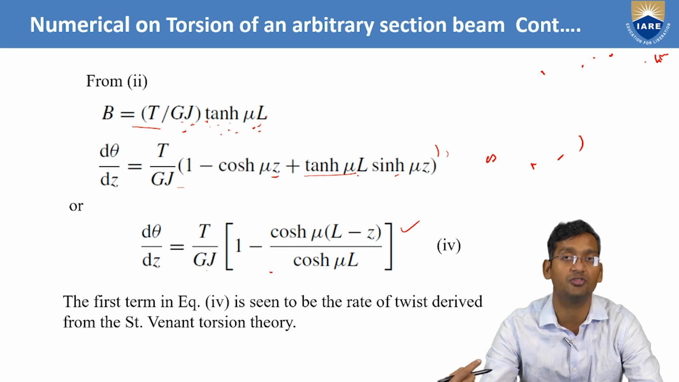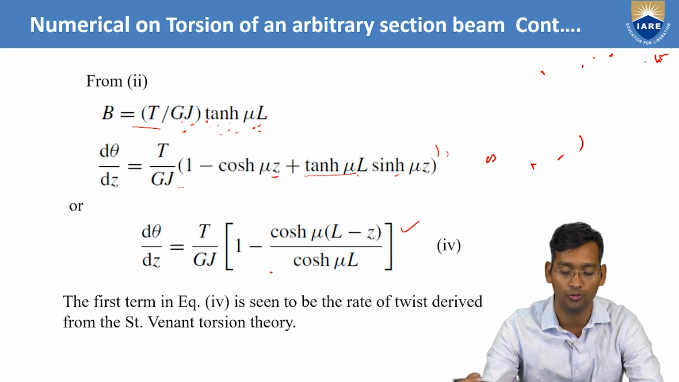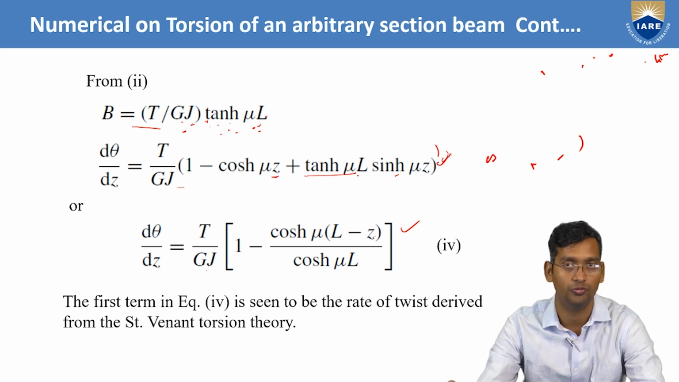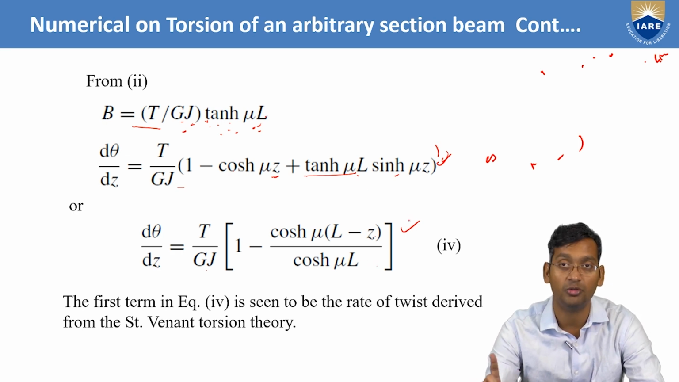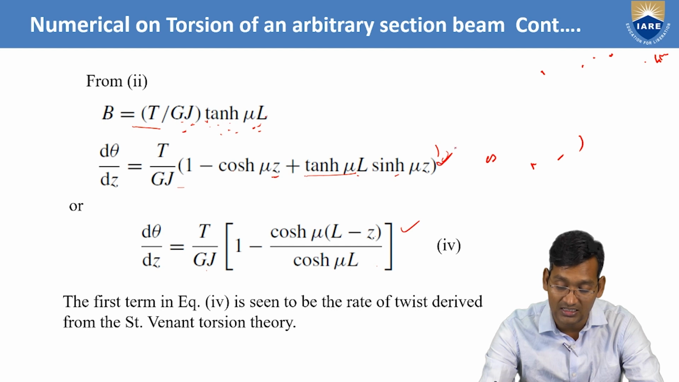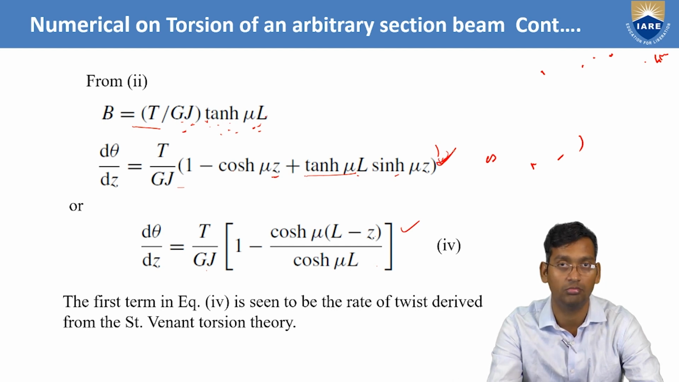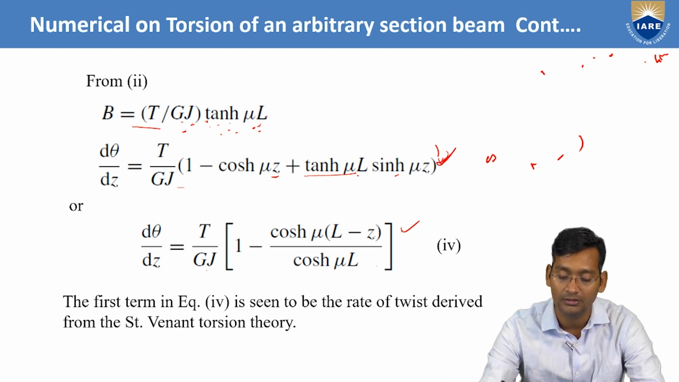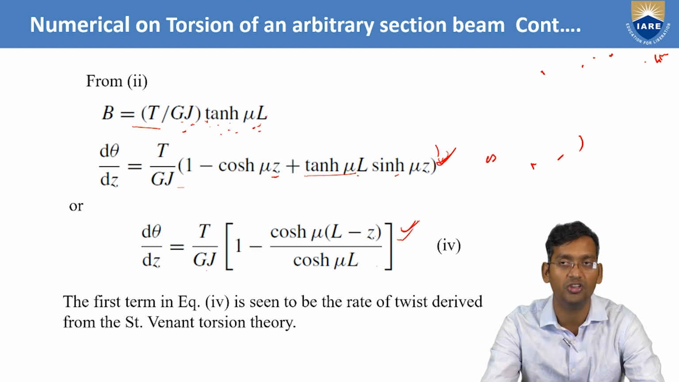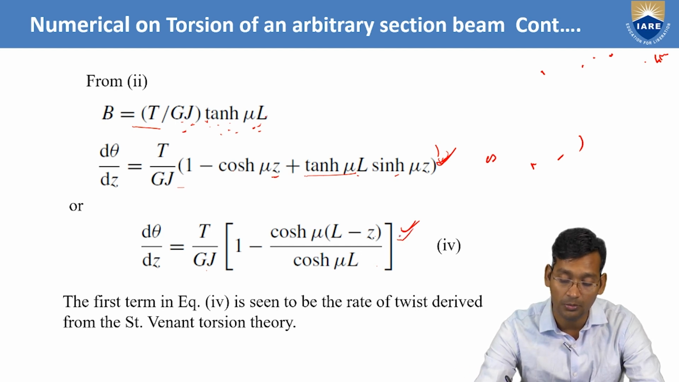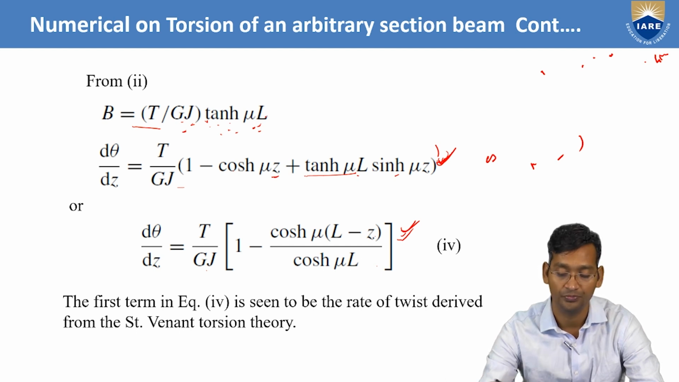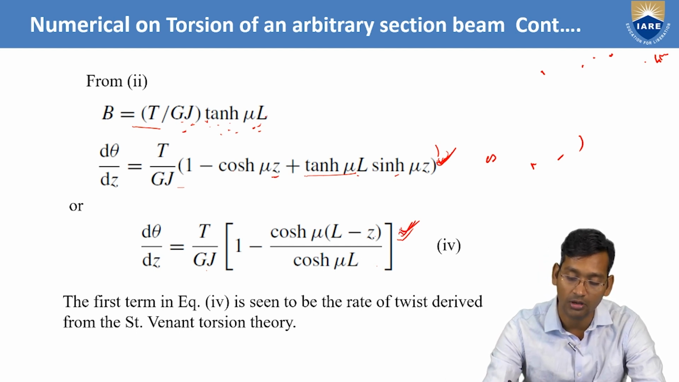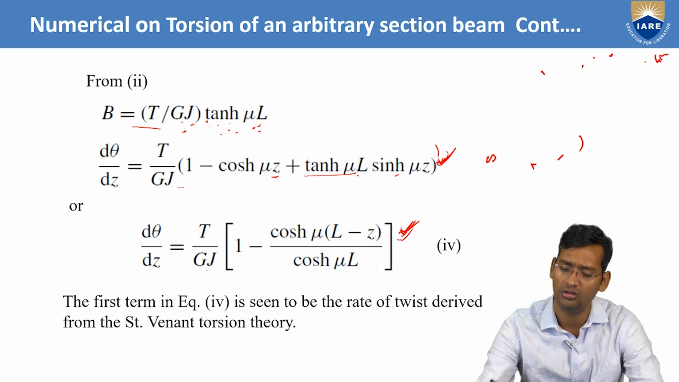In simple words, if they ask to find the rate of twist or derive the equation for rate of twist, you can stop here, since this is the simplest form. But if they mention directly to derive rate of twist equals to this one, then you cannot stop here. If you stop here, you will lose marks. So for that you have to derive up to this one. If they are not mentioning it, then this one is fine.